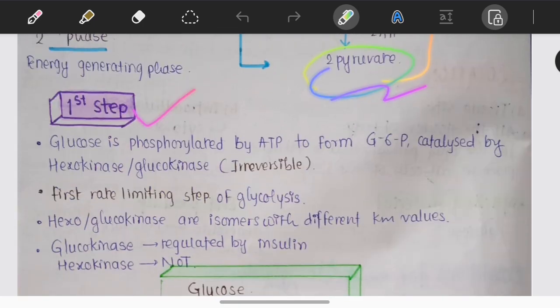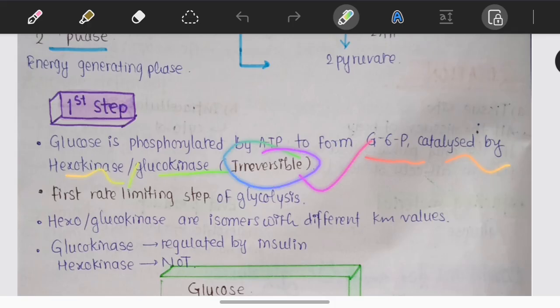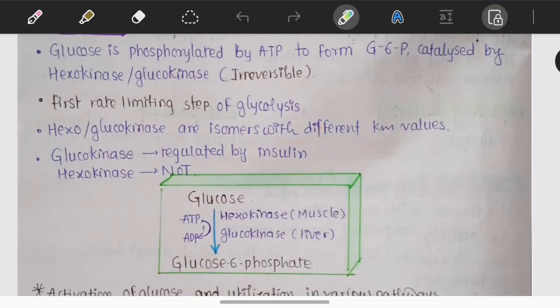We will see them step by step. Here is the first step. Glucose is phosphorylated by ATP to form glucose 6-phosphate, catalyzed by hexokinase or glucokinase. It is an irreversible step, the first rate limiting step of glycolysis, and these are isomers with different Km values. It's not that important for exams, you can remember.